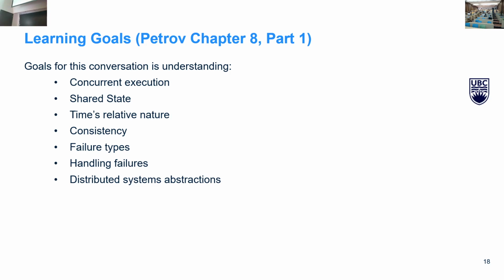I'm actually reordering the chapters. I don't know if you noticed, but I'm slipping 14 in after 8. And the reason for that is because you need to know Paxos before you can do Design Project 2. And Paxos is covered in 14. But it is a solution to exactly the problem I just described.